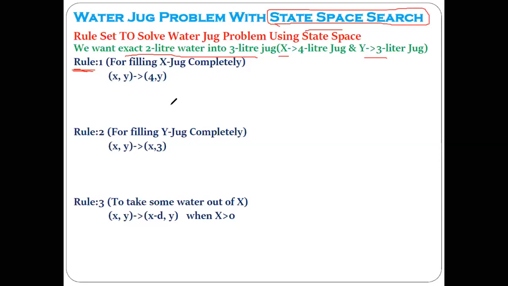Yes, sir. But to provide the solution using the state space search, you first have the general solution in your mind. Correct or not? Yes, sir. That's why I have shown you the general solution. Now, after having the general solution, we try to apply these rules. First we understand the rules, and then we try to see what kind of rules we require from this. So rule one, for example: suppose you want to fill the X jug completely.